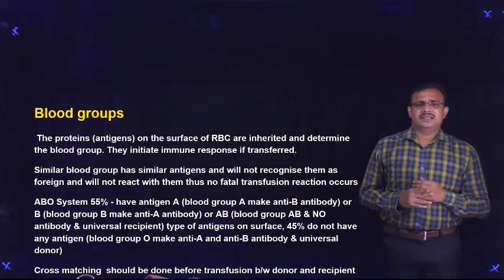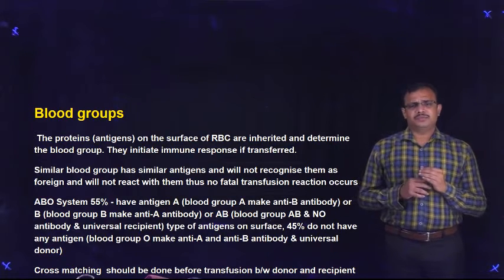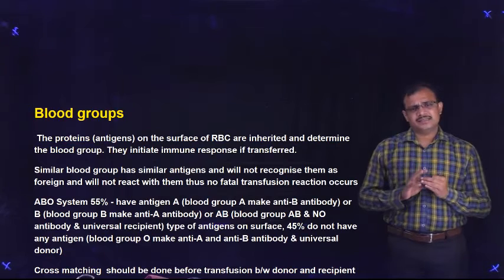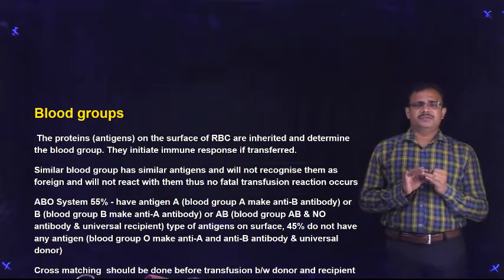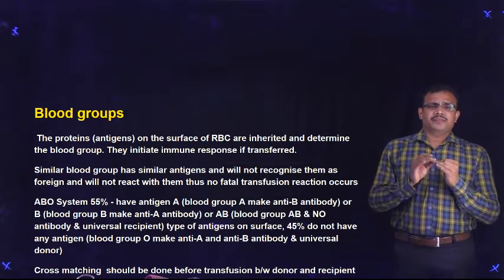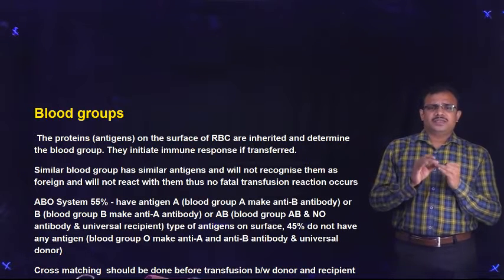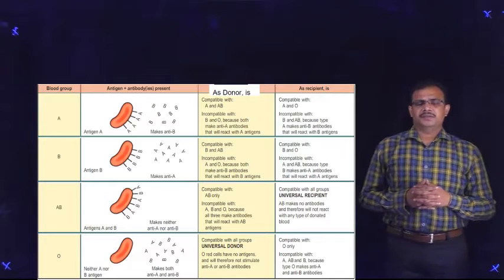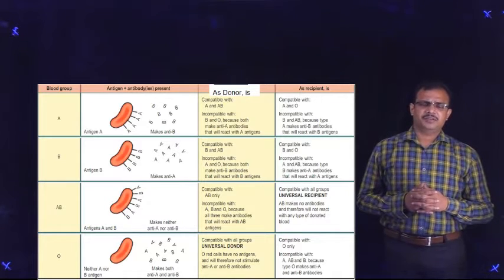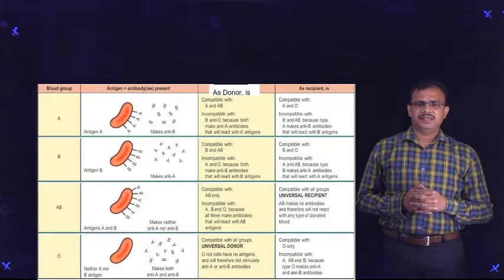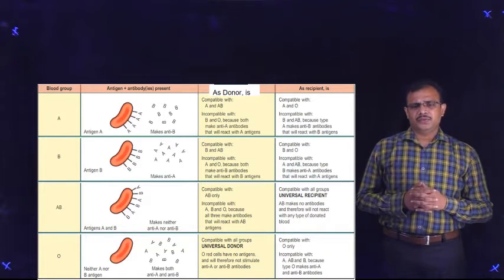Now let's see what are the different types of blood groups, what are the different antigens that are present, what are the different antibodies that are present in the individual, and with whom these blood groups are compatible. So in this diagram you can see that there are four different types of blood groups. A, B, AB and O are the four different types of blood groups.